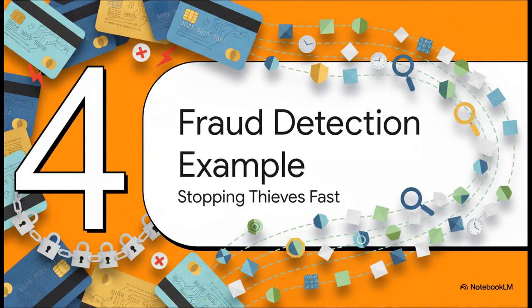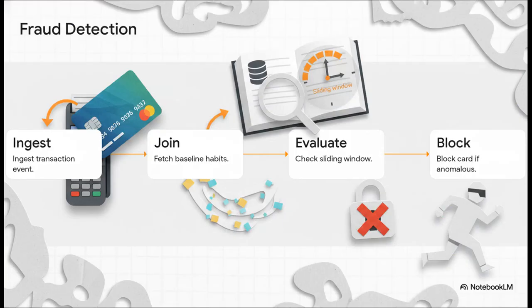Let's ground all this theory with Section 4, Real-World Fraud Detection. Imagine that credit card swipe from earlier. Here's how it actually plays out. Step 1, the transaction is ingested as a real-time event into the stream. Step 2, a stream-table join immediately fires off, checking a constantly updated local database to grab your typical purchasing habits.